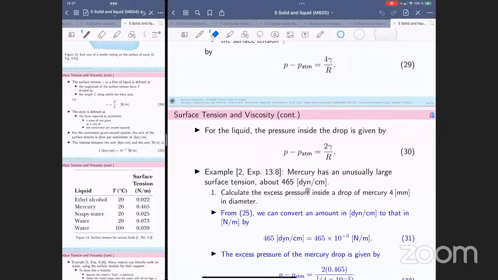About 465 dyne per centimeter. What is dyne per centimeter? Dyne per centimeter was talked about before. If you want to convert it to the SI scale, you need to divide that amount by 1,000, or multiply by 10 raised to negative 3. Then you have the amount in SI scale, Newton per meter.